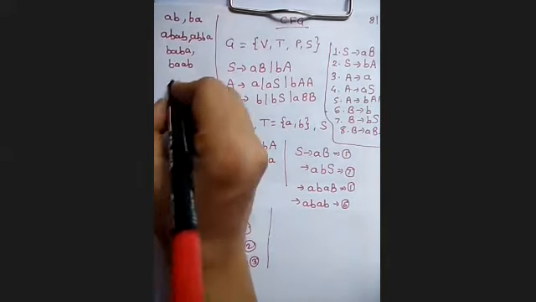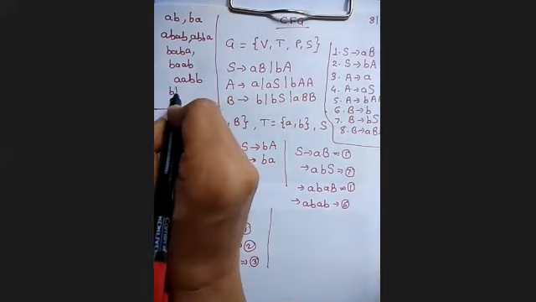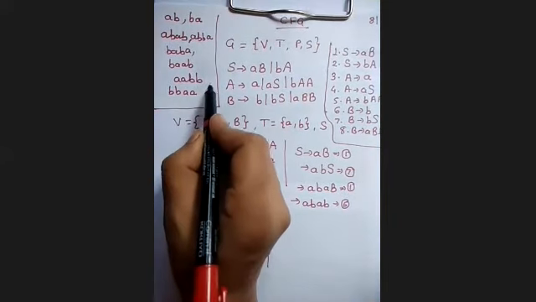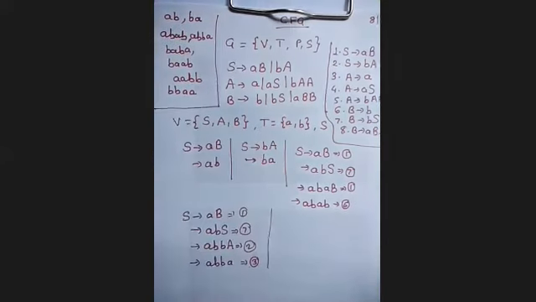Can I derive aabb? All of you check. What do you say, Tejal? bbaa. Let me check. Okay, I write bbaa. Can you derive aabb? Yes or no? Okay, you can derive it. Any other string remaining of length 4?